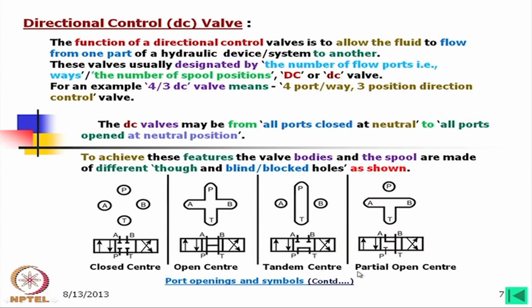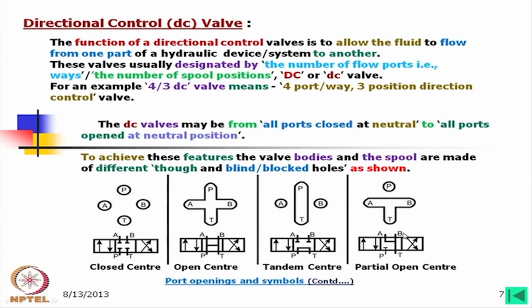And this one is the partial open center. In that case, what we find is that only the pressure port remains closed at the neutral position, whereas the other 3 ports A, B and T are interconnected.